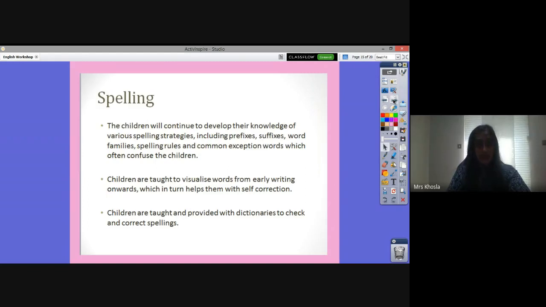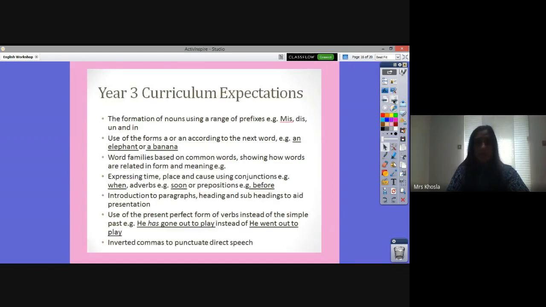Spelling. The children will continue to develop their knowledge of various spelling strategies, including prefixes, suffixes, word families, spelling rules, and common exception words, which often confuse the children. Children are taught to visualize words from early writing onwards, which in turn helps them with self-correction. Children are taught and provided with dictionaries to check and correct spelling at school.